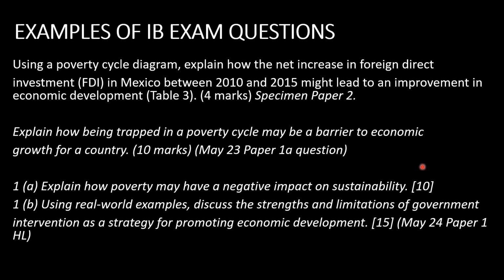And explain, because remember in a 4-marker like that, it's 2 marks really for the diagram and 2 marks for the explanation. Explain how being trapped in a poverty cycle might be a barrier to economic growth for a country, and explain how this is a 1A and 1B. Explain how poverty might have a negative impact on sustainability. Using real-world examples, discuss the strengths and limitations of government intervention as a strategy for promoting economic development.